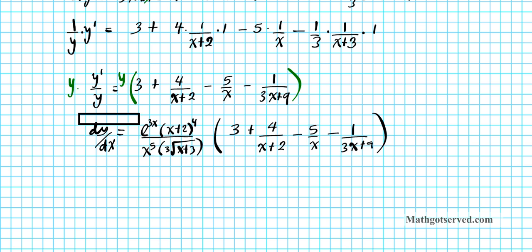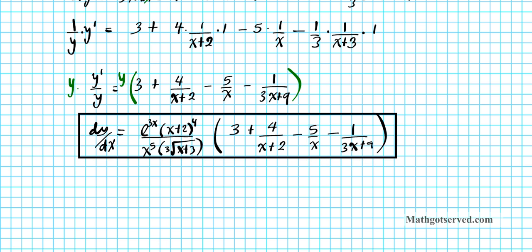This is a case where logarithmic differentiation is being used instead of the quotient rule. You can do it with the quotient rule, but it's much more difficult than this procedure. All right, let's take a look at another example. Example 2.